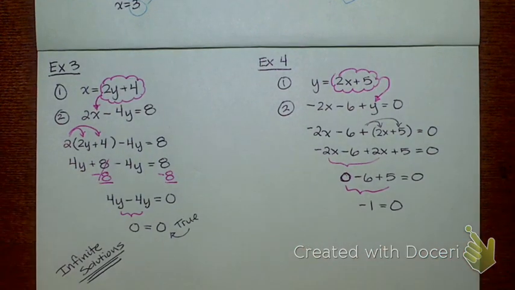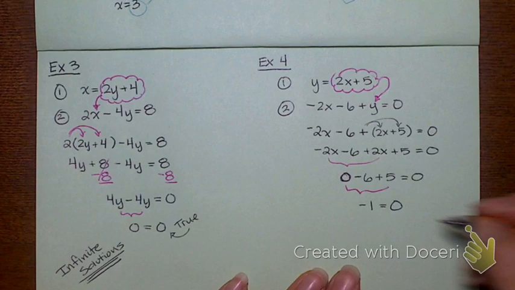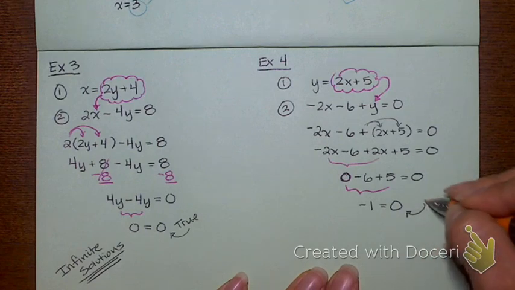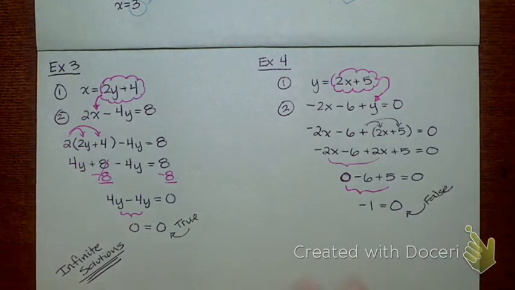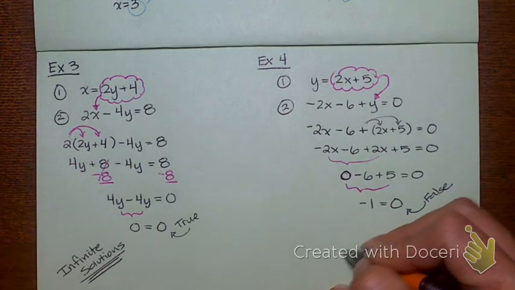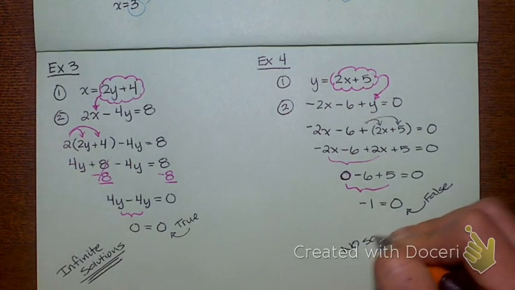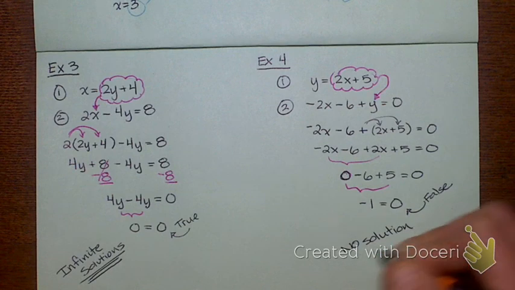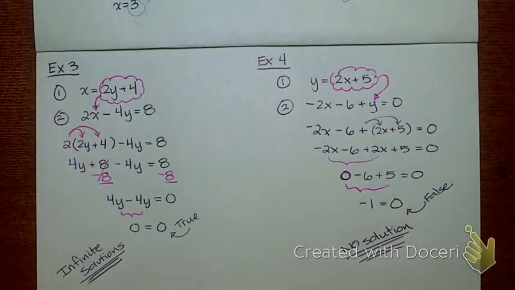Huh. Is that true? No, this statement here is a false statement, right? Okay, so if when I got a true statement, I got infinite solutions, when all my variables disappeared, here all my variables have disappeared, but I have a false statement. So what is that? What do you guys think that means? No solution. That's when there's no solution, when you get a false statement. Okay? All right.